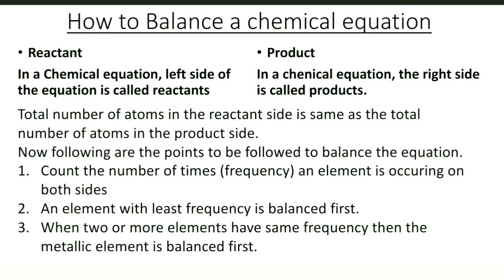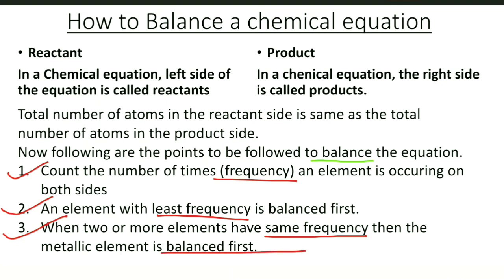Now following are the points to be followed to balance the equation. Point number 1: count the number of atoms, that is the frequency, an element is occurring on both sides. Number 2: an element with least frequency is balanced first. Number 3: when two or more elements have the same frequency, then the metallic element is balanced first.